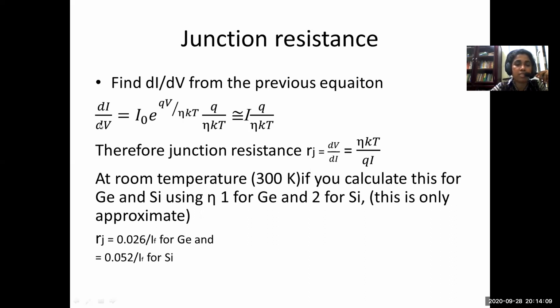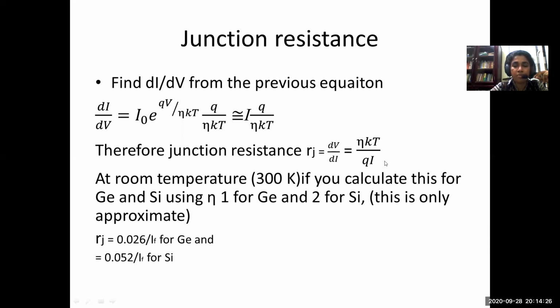So from there you will be able to write down the junction resistance. It will be the inverse of this, because resistance is V by I, and right now we have evaluated dI by dV. So if you take dV by dI, the inverse of this one, that will give you Rj, the junction resistance. It is equal to eta kT by qI.